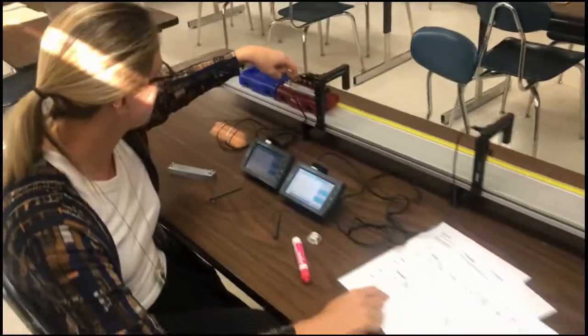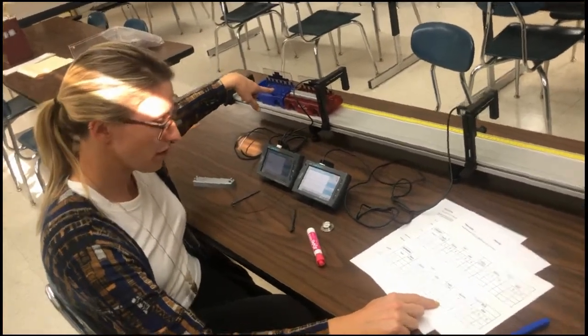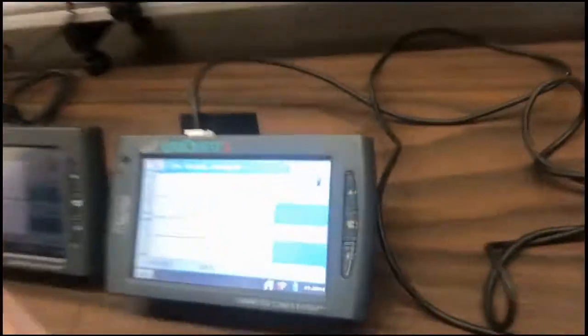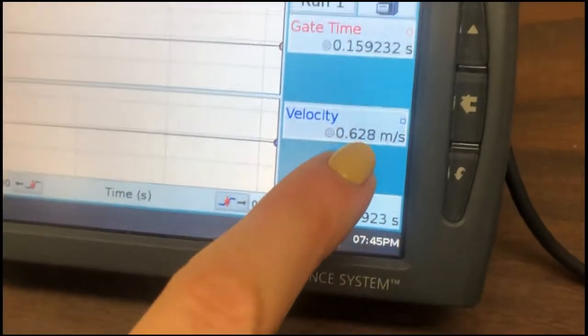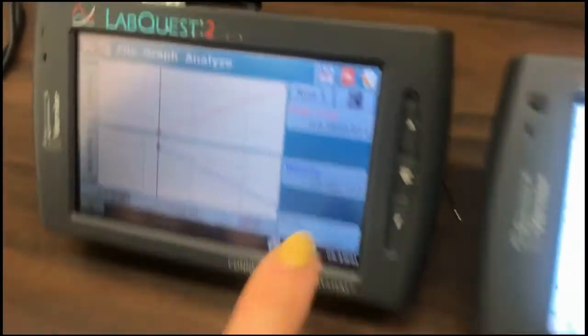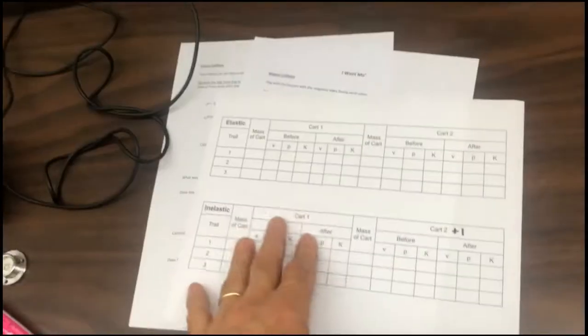So the mass of cart 1 is going to be 0.5. Together again, 0.75. The velocity of my red cart, cart 1, in the beginning is 0.628. So that's the velocity of cart 1 before. And then cart 1 and 2 is going to be 0.384. So instead of before and after, this is going to be before and this will be after.